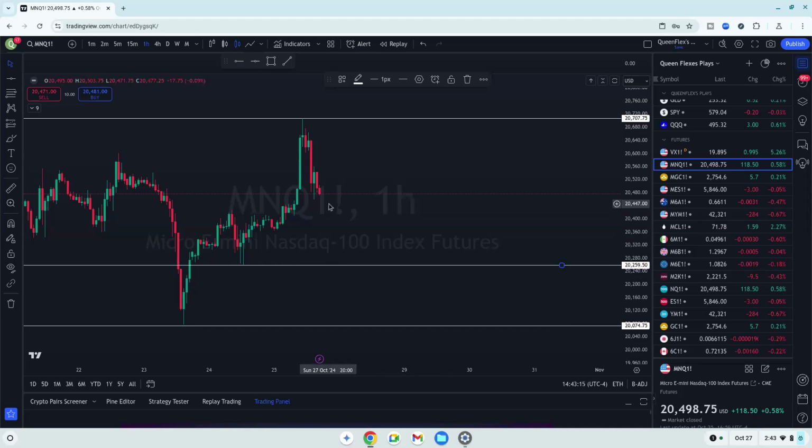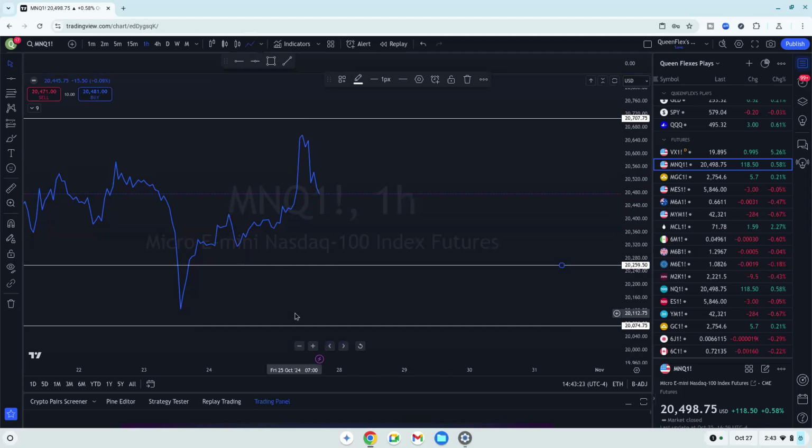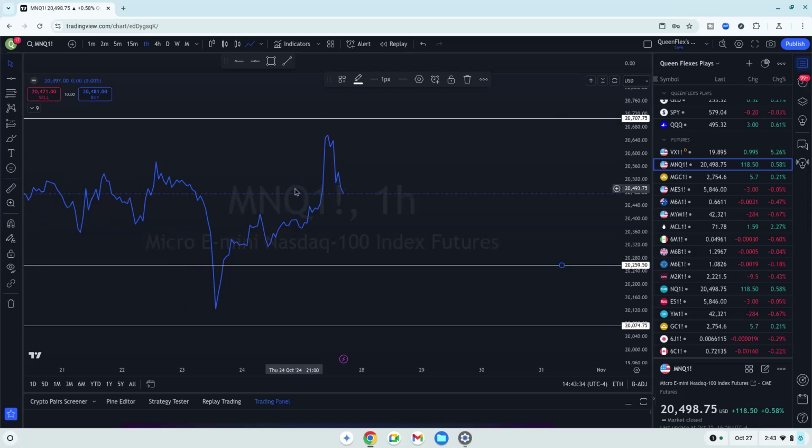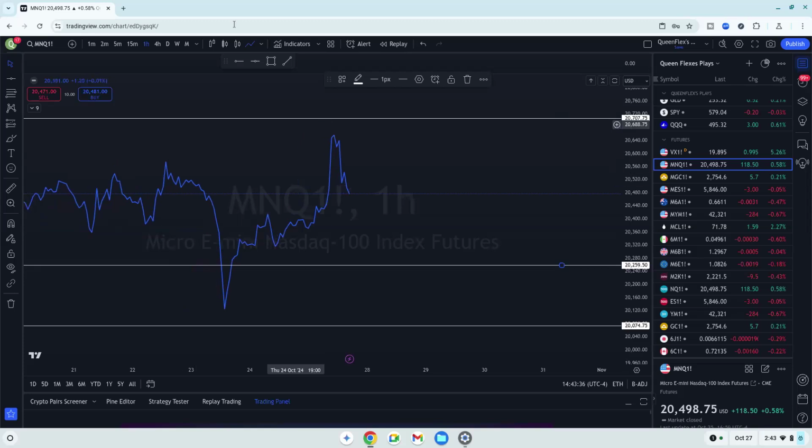If you're ever confused on how to put your levels in, a good cheat way is to change your chart to a line chart. It would look like that. Then just put lines on every area that it went to and then rejected. Went to, rejected. Obviously, once you get good enough at that, you can lessen the lines, but it would be good practice for you if you don't know how to put key levels in.